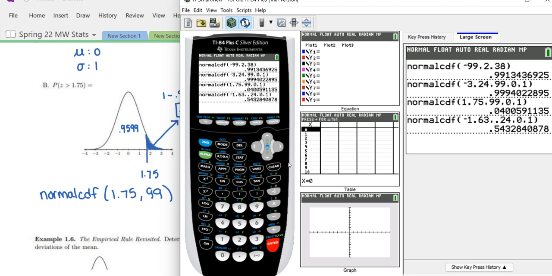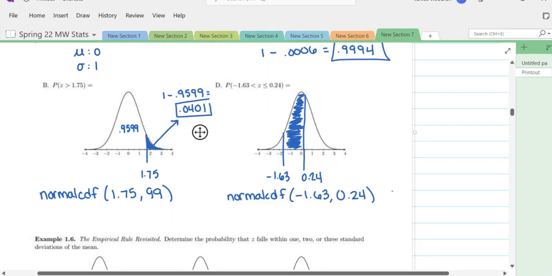So that would give you 0.5433. Okay, and again, that represents this shaded area right here. Now, if I wanted to do this in the table, you're going to look up both values in the table.